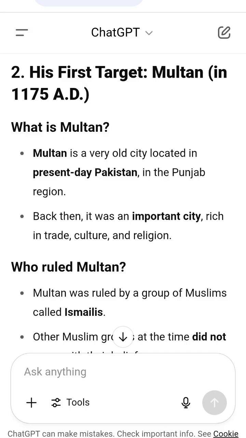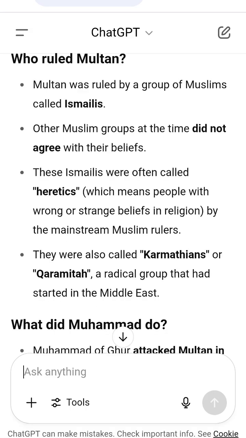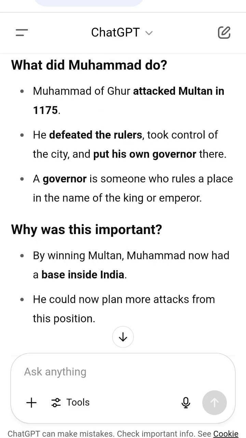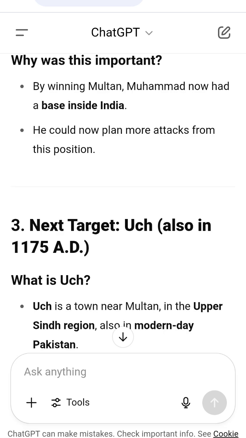2. Uch captured soon after, also in 1175 AD. Muhammad then moved toward Uch, a nearby town in Upper Sindh. There was a popular story that a Bhati Rajput king ruled Uch, and his queen betrayed him by poisoning him and helping Muhammad take the city.